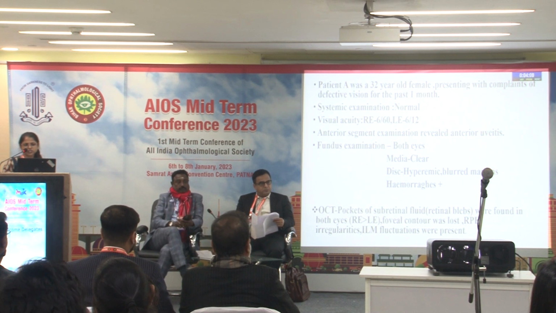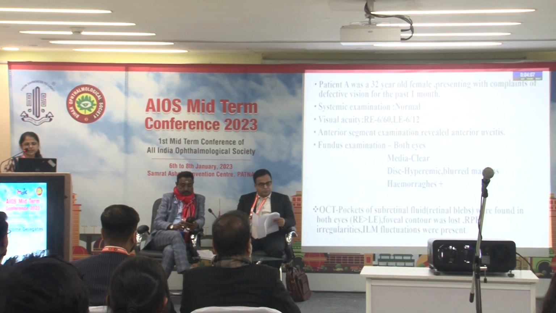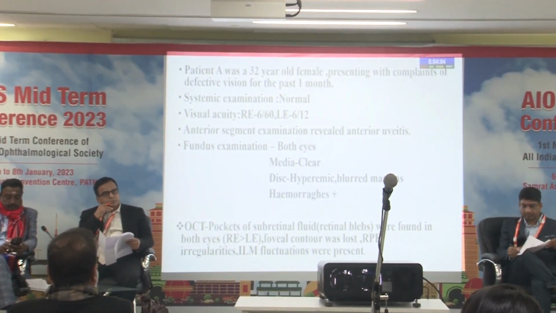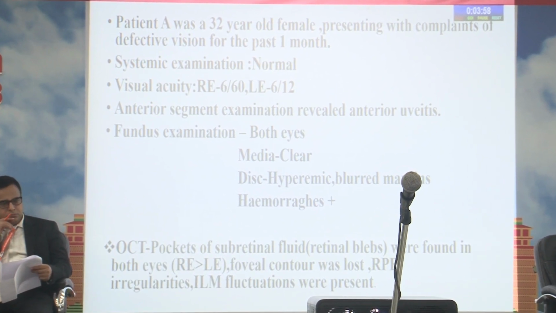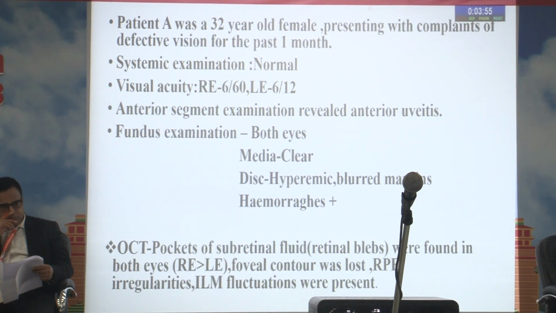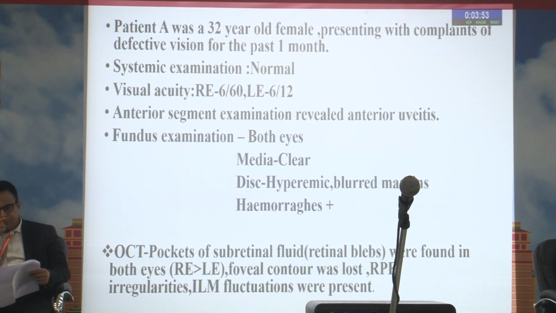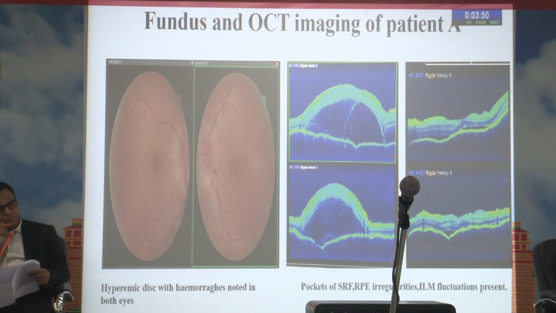Our first patient was a 32-year-old female who presented with defective vision for the past 1 month. Her systemic examination was normal. Visual acuity was 6/60 in the right eye and 6/12 in the left eye. Anterior segment examination revealed mild anterior uveitis. In the fundus, the media was clear in both eyes. The disc margins were blurred and hyperemic, and you can also see accumulation of fluid around the macula in the posterior pole. In OCT, you can see multiple pockets of subretinal fluid and loss of foveal contour. RPE irregularities were present, and ILM fluctuations were also noted.